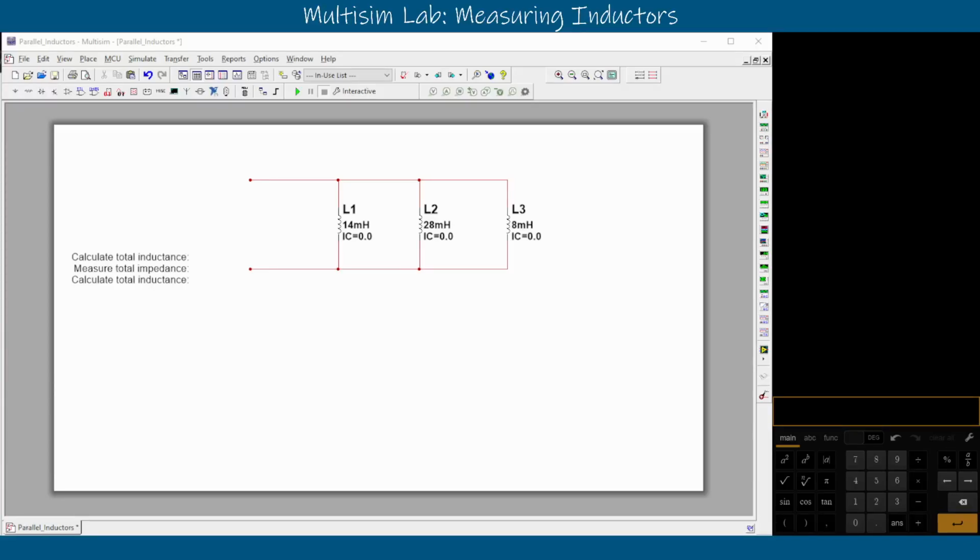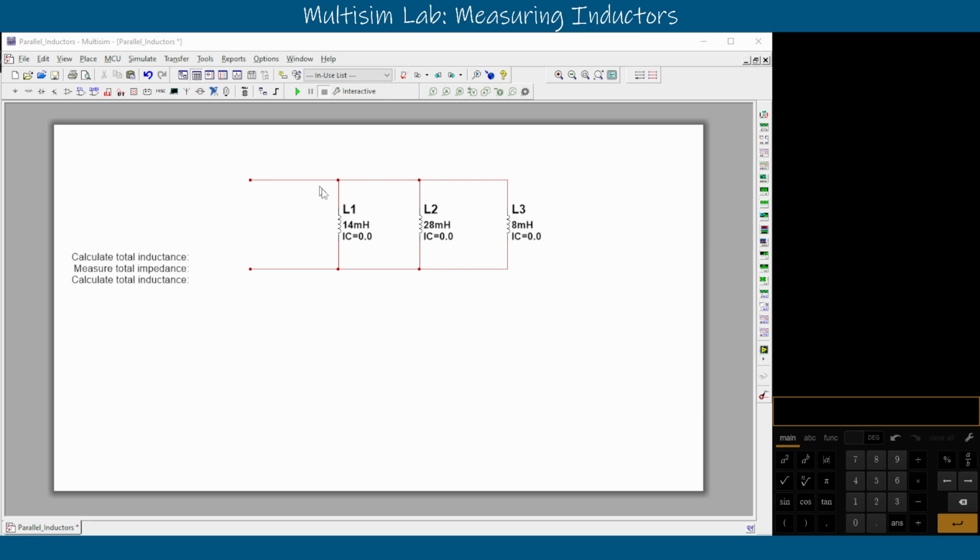In this video, we're going to look at how to calculate our total inductance in this parallel circuit here. And then we're going to measure our impedance and use that measurement to verify if it's accurate by calculating the inductance from it. Okay, so in this case, we see that this is a parallel circuit.